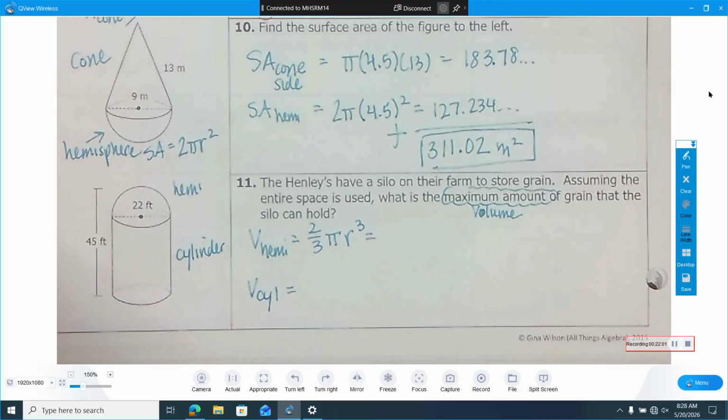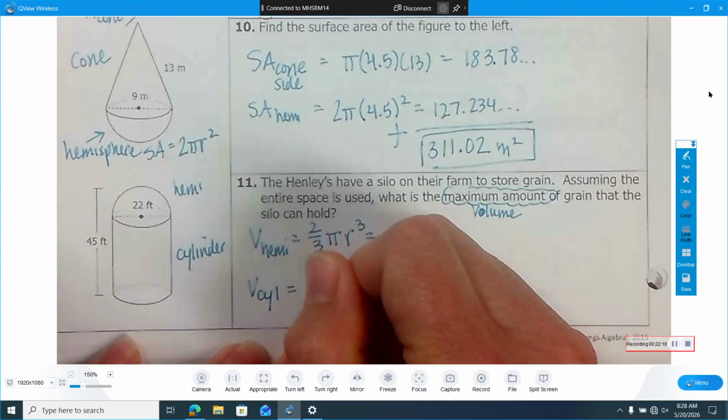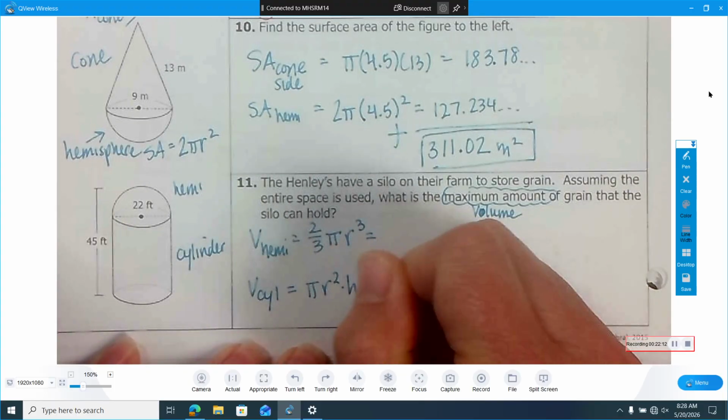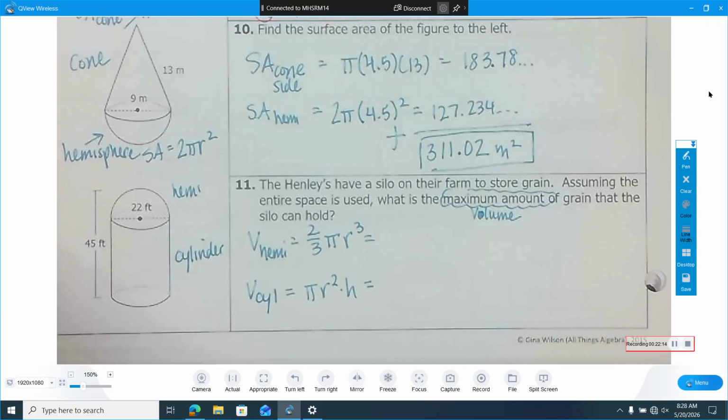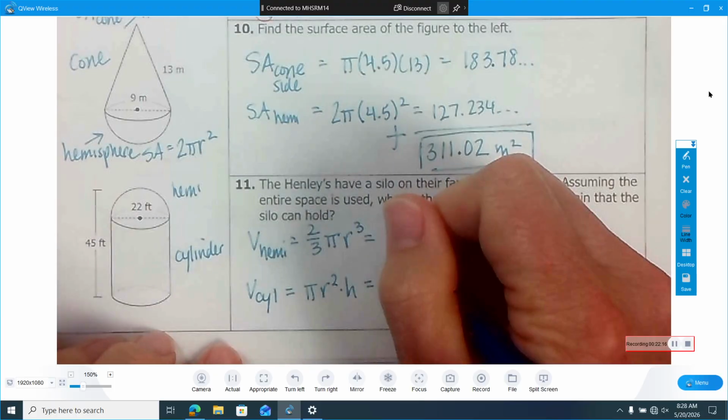2 pi r cubed plus 2 pi r cubed. That's surface area. Pi r squared times height. Very good. Pi r squared times the height. Very, very good. Okay, now that we know the formulas that we need, that's pretty easy.